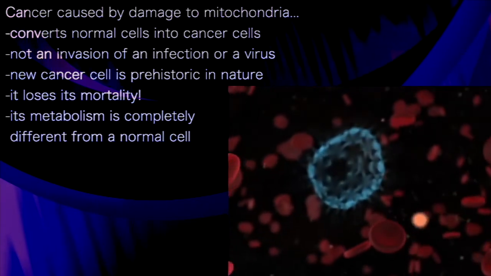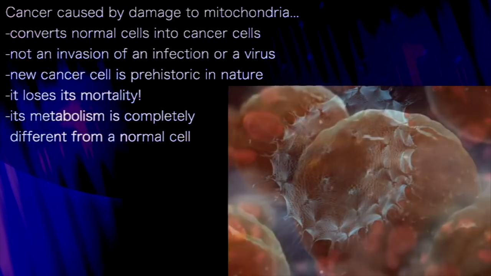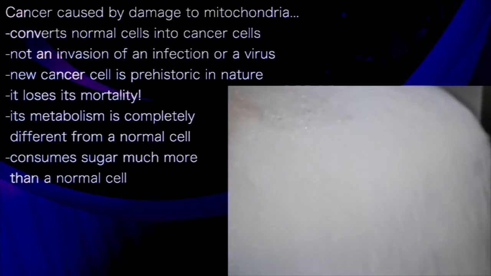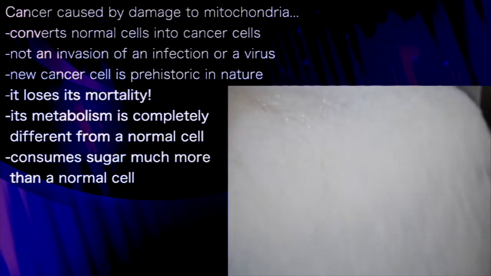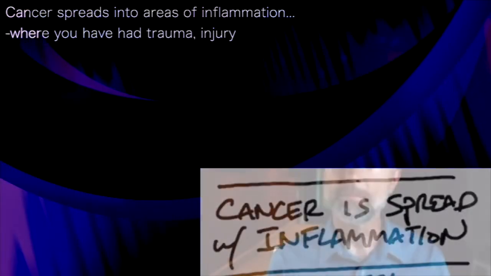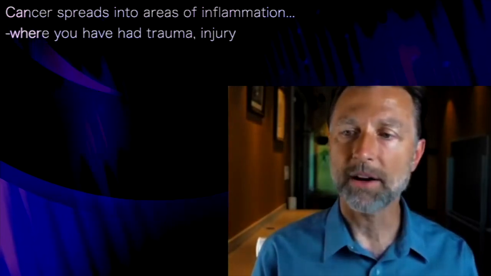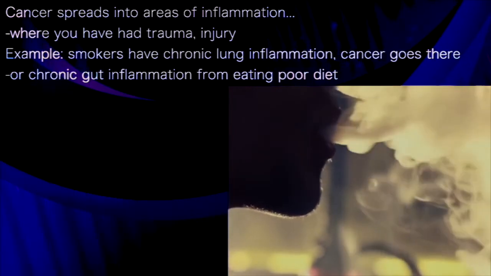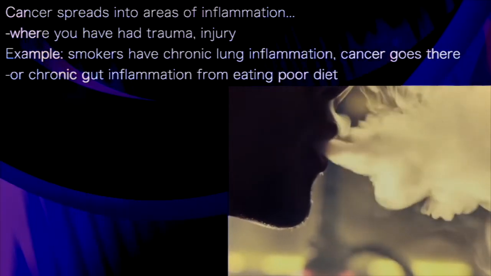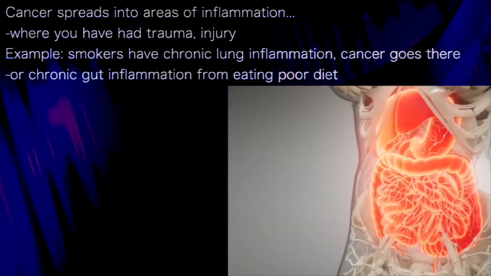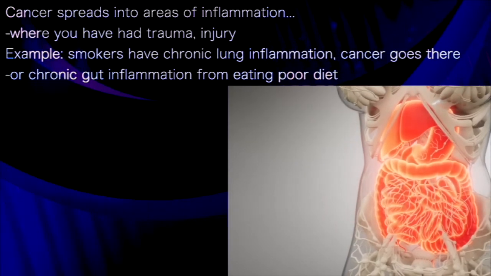The metabolism of cancer is completely different from the metabolism of a normal cell. Its rate of consuming sugar is much higher than a normal cell. And the other interesting thing about cancer is that it spreads into areas of inflammation. So it can become malignant and spread into areas where you had trauma or mechanical injury. For example, if you're a smoker and you have chronic inflammation in your lungs, it can spread in that area. Or if there's chronic inflammation in the gut from eating the wrong foods, then the cancer can spread to that area as well.